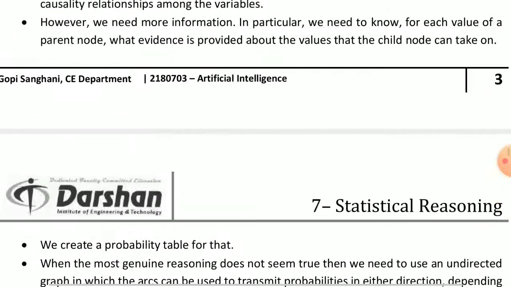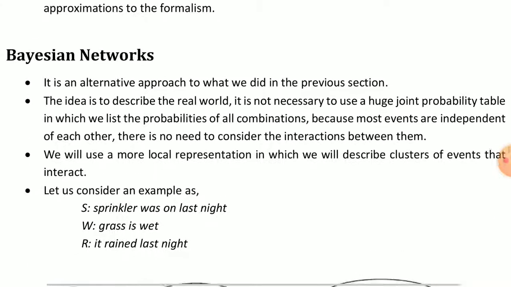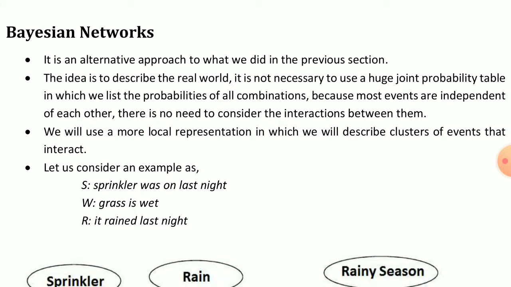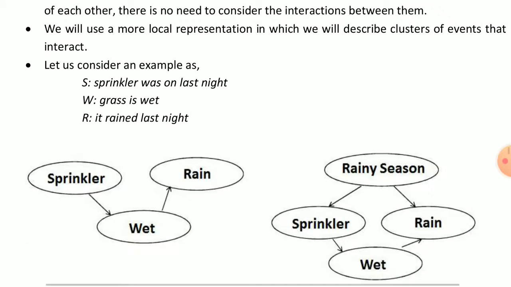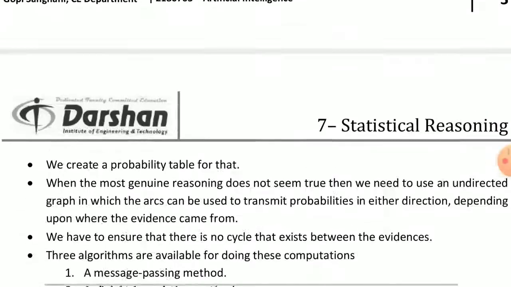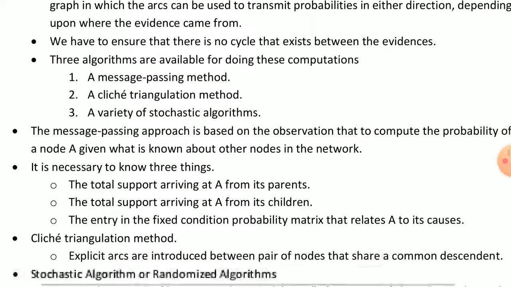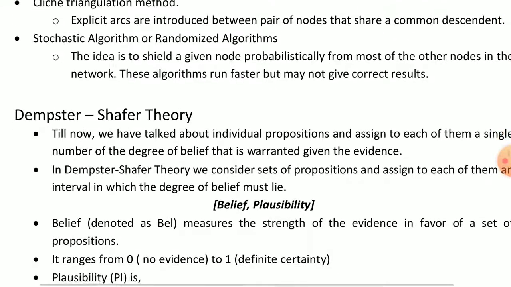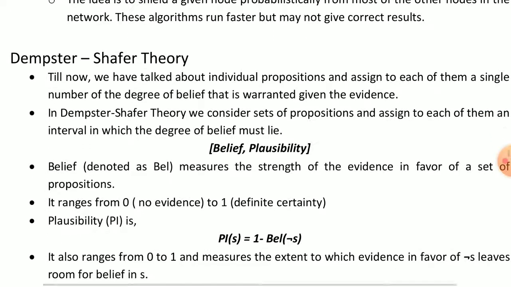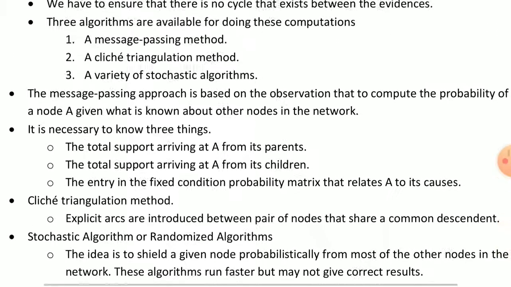So here our first topic, Bayesian network, is completed. In this topic, first I explained the basic introduction, then we took one example, and the example explanation was given, and here we used the three algorithms for computations: the message passing method, Clyde's triangulation method, and a variety of stochastic algorithm. Okay, now in the next lecture I will start the Dempster-Shafer theory. Okay, thank you.